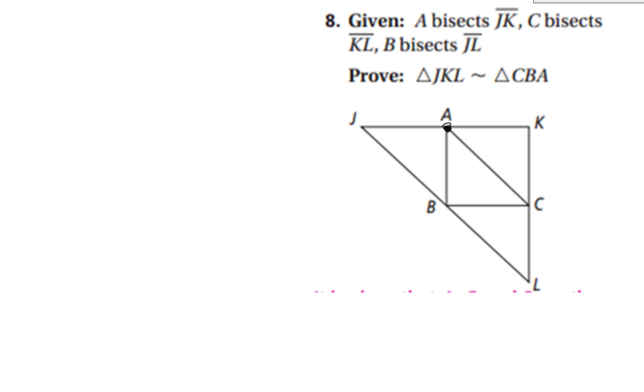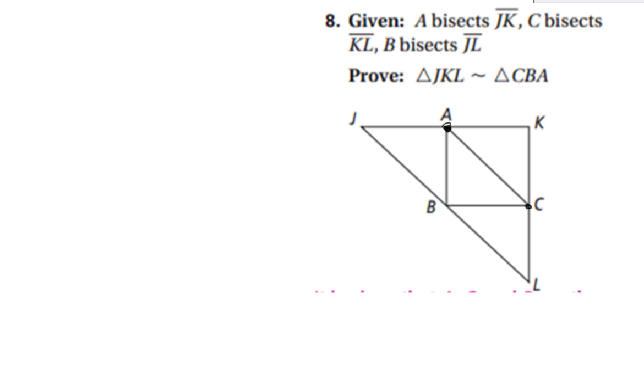Well, if I know that AC is half of JL, and I know that BC is half of JK, and I know that AB is half of LK, then I know that there's a ratio of 1 to 2 between the small triangle and the large.